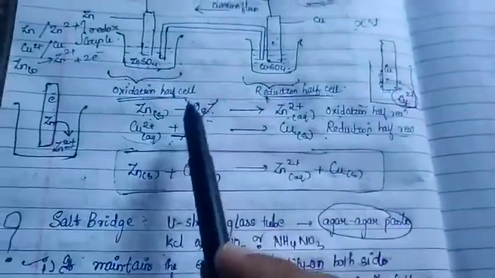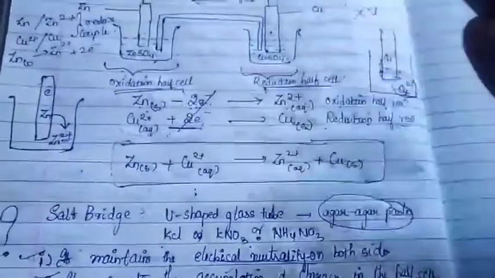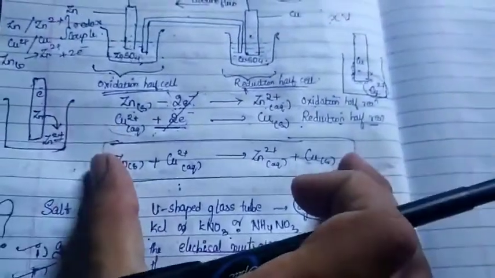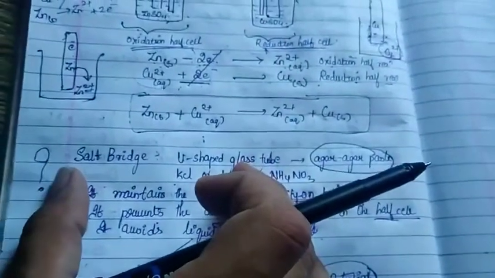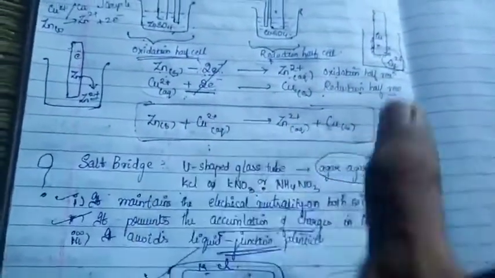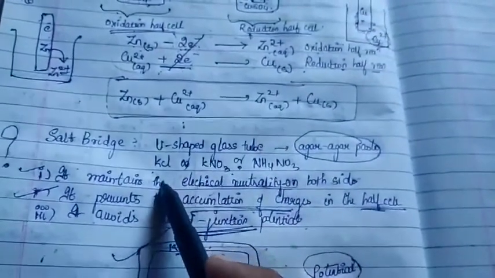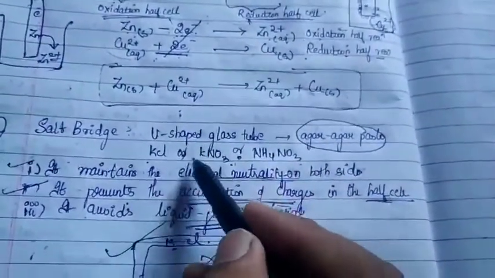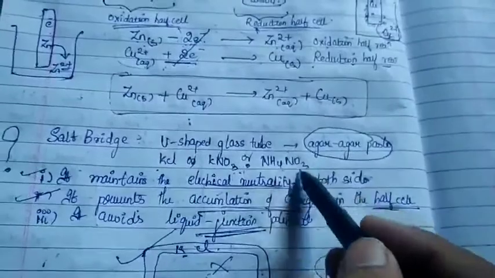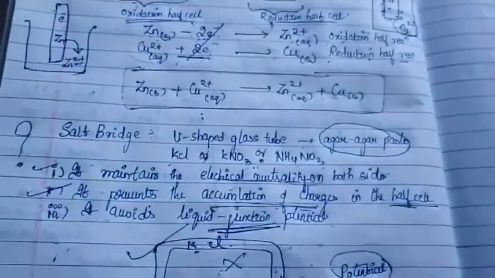One was, what do you mean by a half cell? How to write an oxidation half reaction and a reduction half reaction, and utilizing that oxidation and reduction half reaction, how to write the complete cell reaction. Then we came across a salt bridge, which we came to know is a U-shaped glass tube which will be having an agar-agar paste. Along with that, you will be having potassium chloride or potassium nitrate or ammonium nitrate. You can just see K plus Cl minus, K plus NO3 minus, NH4 plus NO3 minus. Respective ions will go and neutralize the respective ions in your half cells.